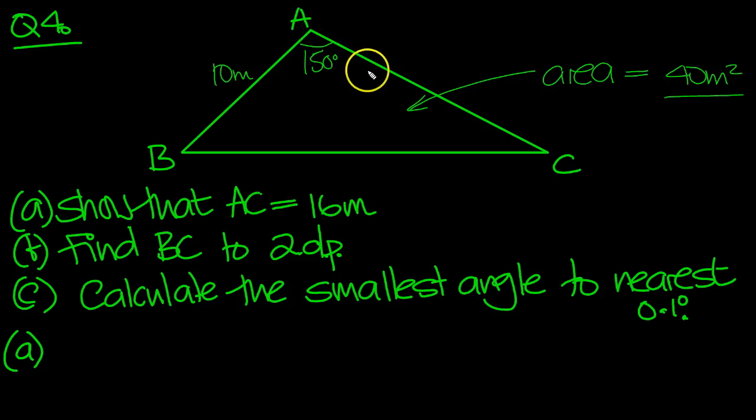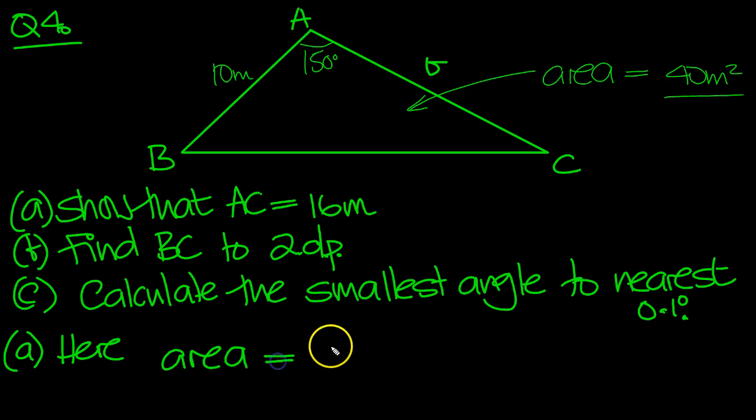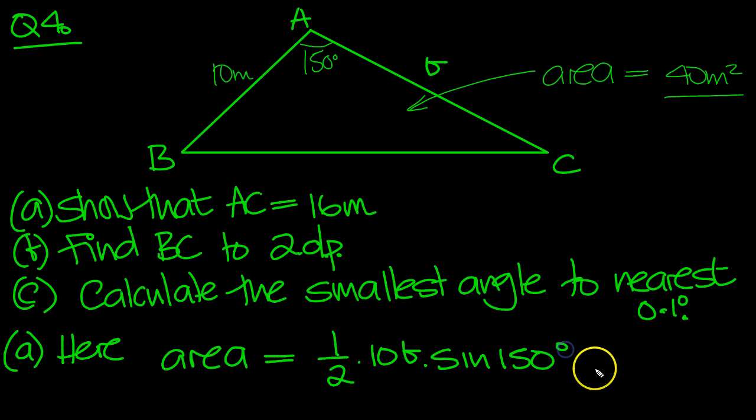All the information is here in summary form. We need to show that AC is 16 meters. Now we can use the sine rule or the cosine rule. Also we know the area. So let's call this side B and use the area rule here. The area is equal to half BC sine A, so half the two sides multiplied by the sine of the included angle, so it's half of 10B times sine of the included angle, and that area is equal to 40 meters squared, isn't it?